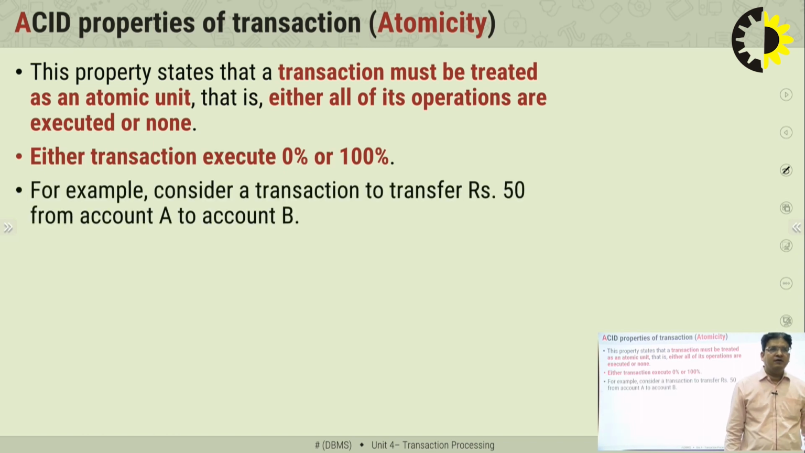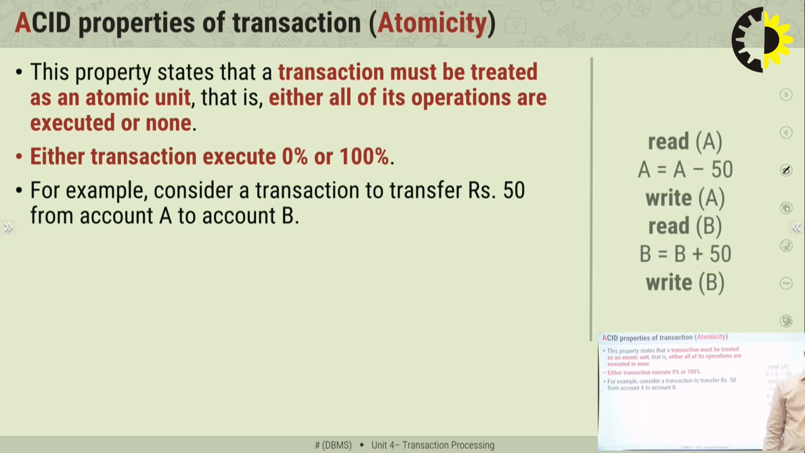For example, we want to transfer rupees 50 from account A to account B. Then the transaction is written like this: read A, A equals A minus 50, write A, read B, B equals B plus 50, and write B. Here it is 0%, and if the last line is executed, then it is 100%. Suppose we are here, suppose it is 50%.